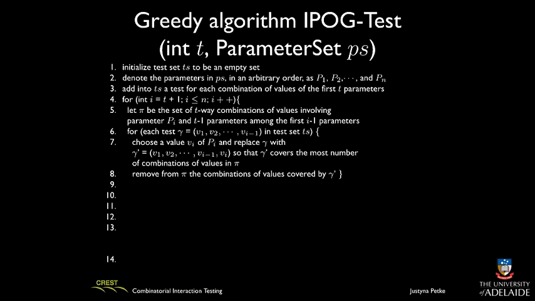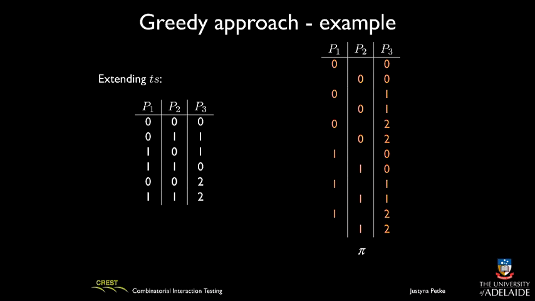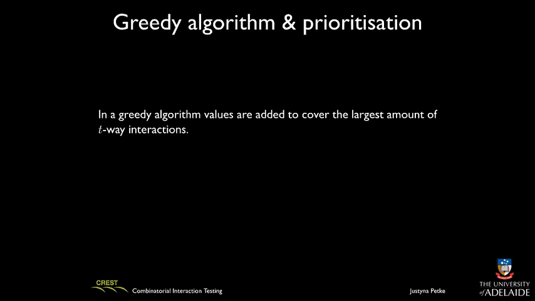What you're doing is you're picking the value so that once you add this for your, let's say, 6th parameter, some value, the amount of orange here in pi is the most that you add. This way you prioritize it. Yeah, that's our outcome. Six tests.